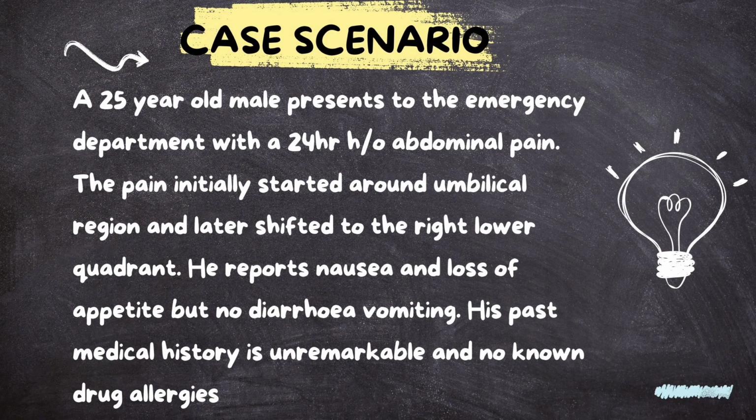A 25-year-old male presents to the emergency department with a 24-hour history of abdominal pain. The pain initially started around the umbilical region and later shifted to the right lower quadrant. He reports nausea and loss of appetite but denies any vomiting or diarrhea. His past medical history is unremarkable, and he has no known drug allergies.